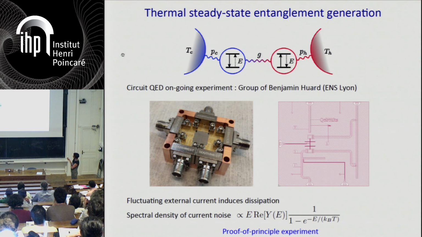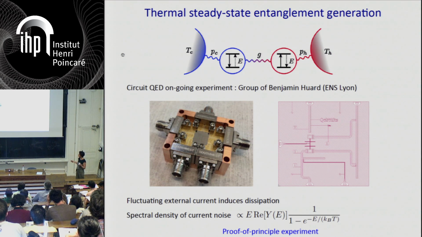The main achievement was to propose an experimental implementation of the environments. This can be done when you realize that in these transmission lines there is a current flowing, and this current will fluctuate. The spectral density of the current noise depends on the energy of your quantum system, on the admittance of your circuit, which is related to the impedance, and on a distribution function which depends on temperature. So by controlling this noise, you can implement an environment with a hotter or colder temperature. And this is what they do.